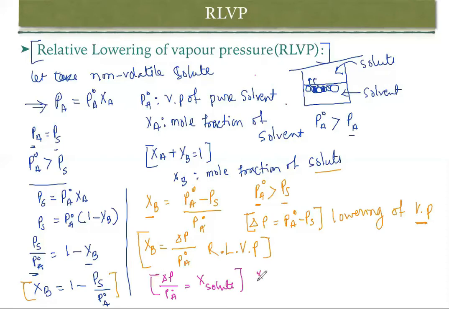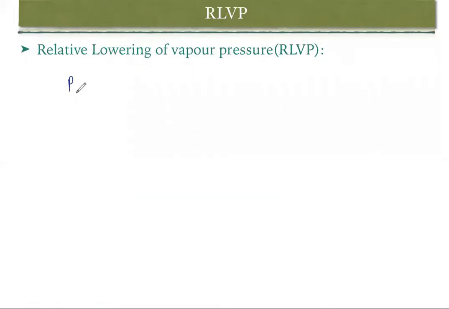And we can also use the formula: mole fraction of solute is equal to PA naught minus PS, where PS is the vapor pressure of the solution, divided by the vapor pressure of the pure solvent. As we have discussed, PA naught minus PS divided by PA naught is equal to the mole fraction of solute.